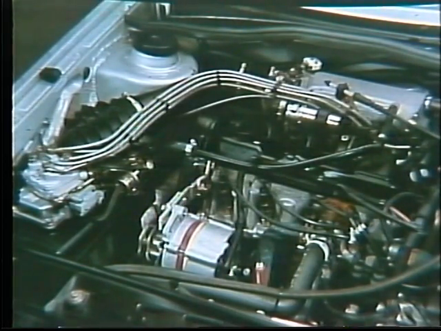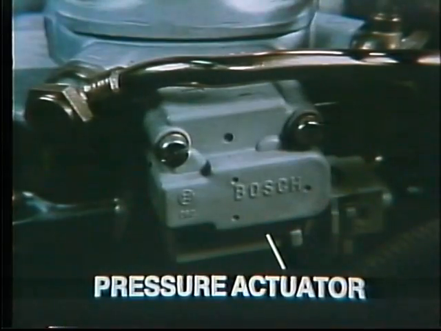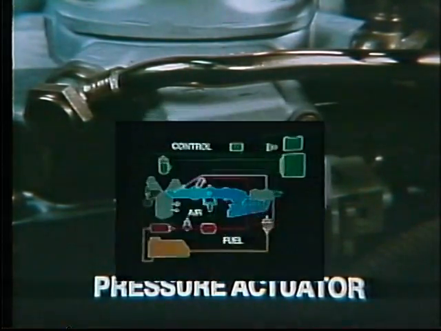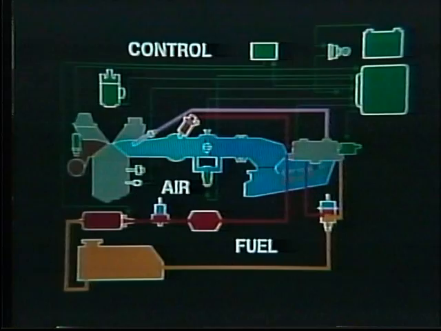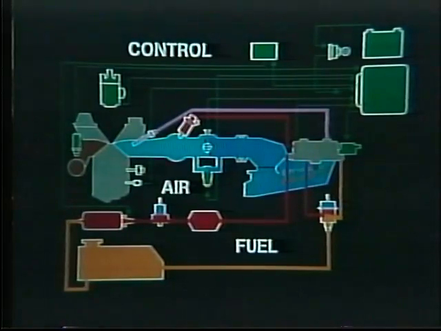To know which cars have KE, on the fuel distributor, look for the pressure actuator, sometimes called the electro-hydraulic actuator, or the differential pressure regulator. In this program, you'll see how the KE control system, the air system, and the fuel system function together to meet different driving conditions.